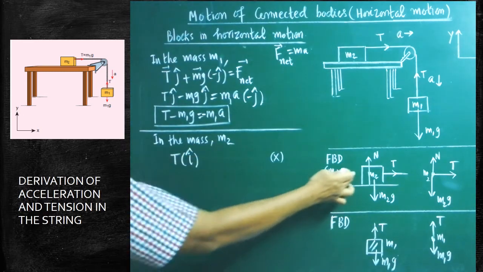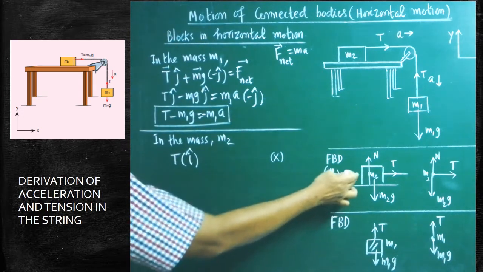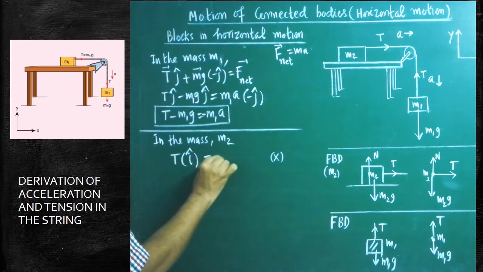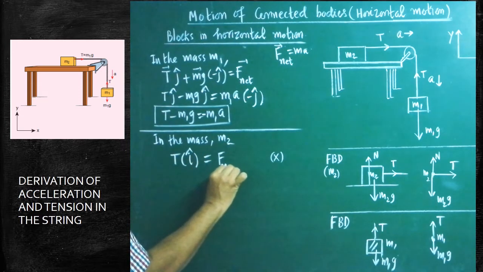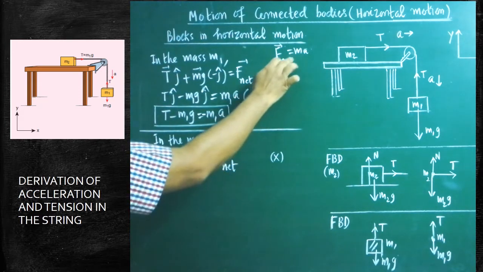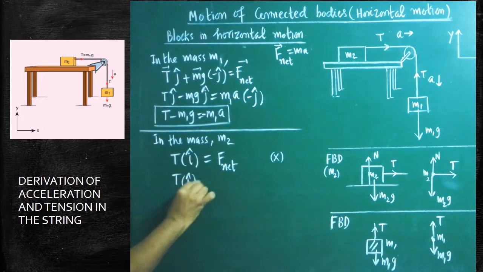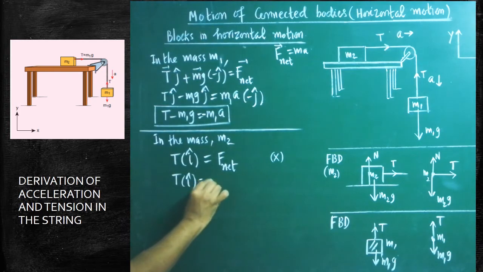Is there any force in the opposite direction? Nothing. No force is acting in the opposite direction. Therefore, this one will be equal to the net force. What is the net force formula? M into A. Therefore, T i cap is equal to, instead of F net, we can write M2a.